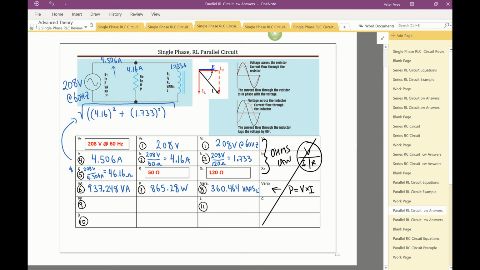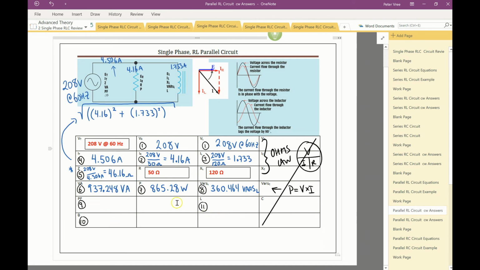Nice, so now we found all of our power values. You can double check this by doing 865.28 squared plus 360.464 squared. When you square root, you'll get a value that's very close to 937 VA. So hopefully everything's making sense. We found our voltage, current, impedance, our VA now. Now we just have to do our power factor and our L value.